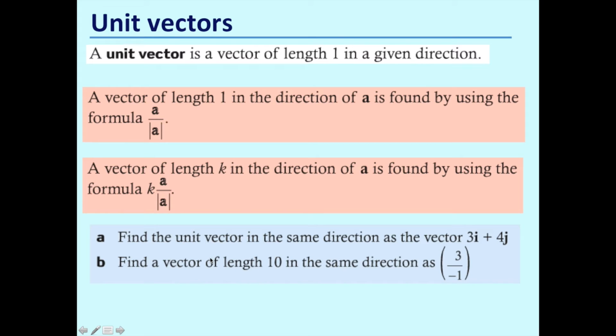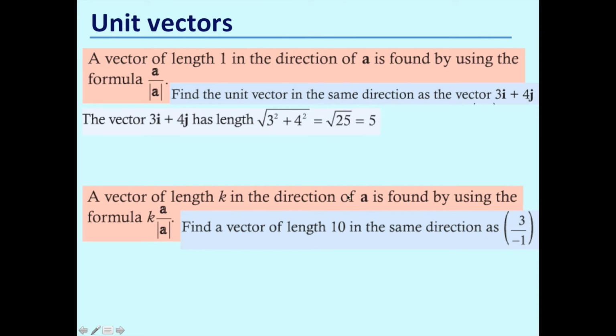So suppose we want to find the unit vector in the same direction as the vector 3i plus 4j. We should be able to recognize straight away that we can find the magnitude of this vector using Pythagoras. The magnitude of this vector is 5. We don't want a magnitude of 5. We want the same direction, but we want a vector of length 1 because we're being asked to find the unit vector. So find a vector of length 1.